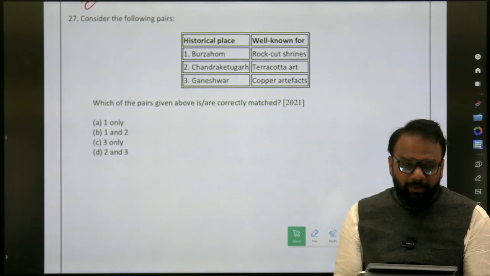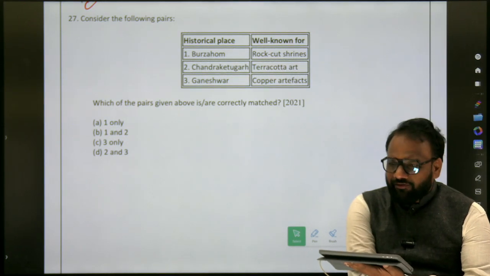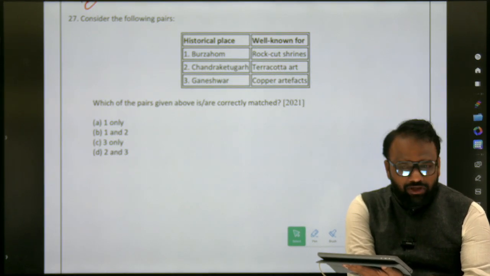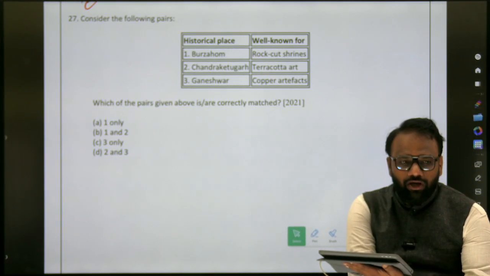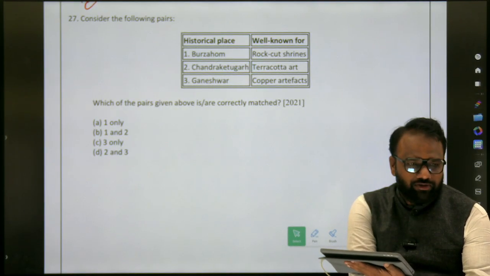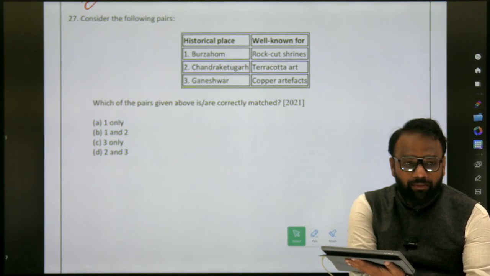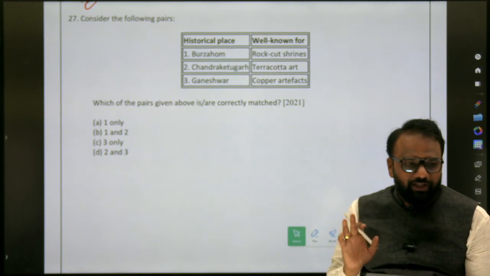Next, consider the following pairs: Burzahom, Chandraketugarh, Ganeshwar. Again, it's a difficult question. We are having this discussion because this exam is already over. But when similar questions appear in the examination hall, it will be very difficult even for every serious aspirant who has worked 12 to 15 hours to approach such questions. Even a person from a history background, who has opted for history as an optional, will find this question difficult. Don't think that you are not prepared.